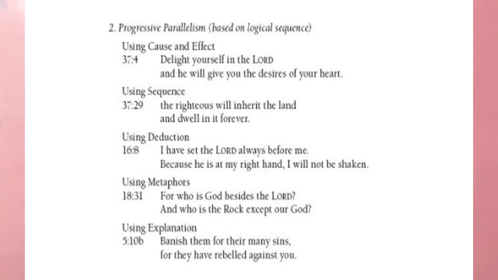Another kind of progressive parallelism is using a sequence. Psalm 37 verse 29: The righteous will inherit the land and dwell in it forever. So it is using a sequence.